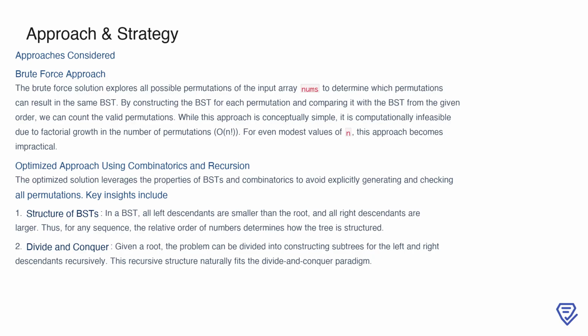On the other hand, an optimized approach takes advantage of the inherent properties of binary search trees. For instance, in any BST, nodes in the left subtree are always smaller than the root, while nodes in the right subtree are larger. This insight allows us to focus only on the relative order of elements rather than generating all permutations. Using a divide-and-conquer strategy, we can recursively split the problem into smaller subproblems, constructing the left and right subtrees independently based on the root and then combining these results efficiently.